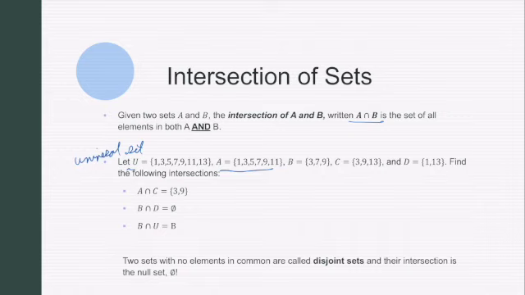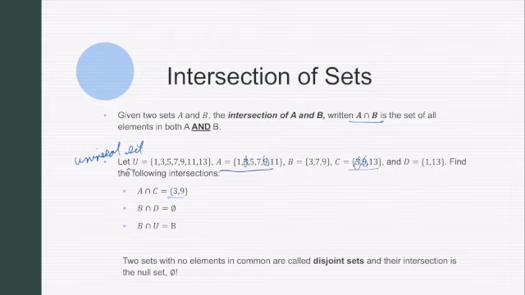If I want to find A intersect C, I look at the elements in A and I look at the elements in C and I see where they overlap. So C doesn't have a 1, but A does. That's not what they have in common. They both have 3s and they both have 9s. So where they intersect, where they overlap, is going to be 3, 9.